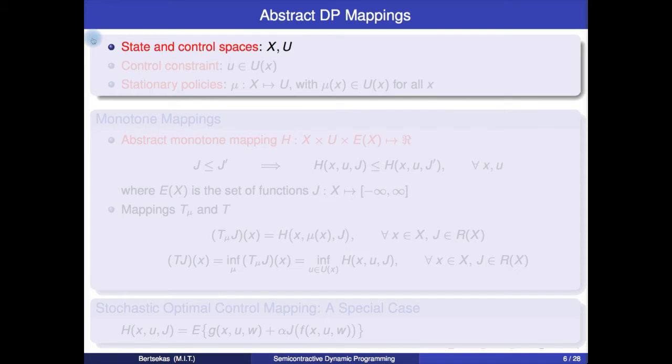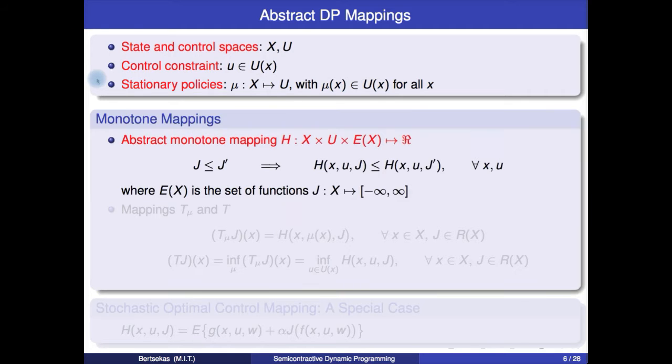The abstract dynamic programming problem involves a single mapping, and this mapping involves two sets, X and U, which we refer to as the state space and the control space, respectively. We introduce a control constraint set U(x) for every state x, and we consider stationary policies, which are control functions mapping states to control that satisfy the control constraint. Now the problem is defined by a single mapping H that maps X, U, and E(X), the set of all extended real valued functions on X, into R. In other words, given any x, u, and function J, H(x, u, J) is a scalar for every x and u.